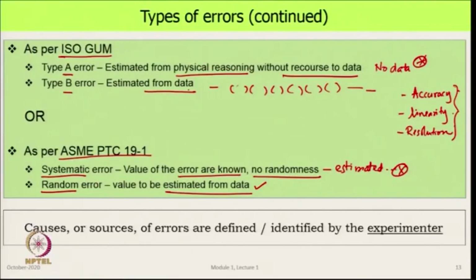Random error or type B error is something which you have to get from data. So, you make a repeated measurement or use different instruments to make a measurement, and from there you say, well, this is the random error in this instrument or this measurement.